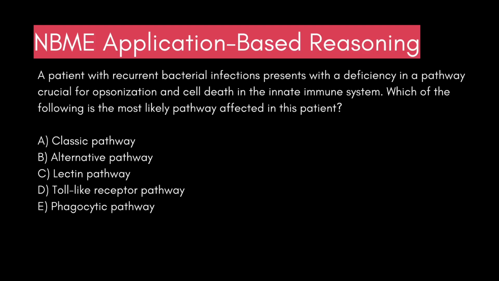A patient with recurrent bacterial infections presents with a deficiency in a pathway crucial for opsonization and cell death in the innate immune system. Which of the following is the most likely pathway affected in this patient?